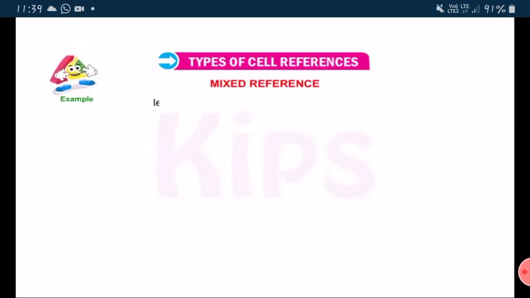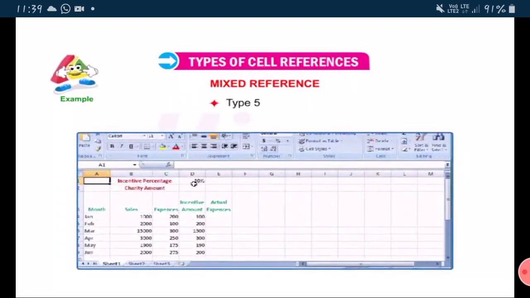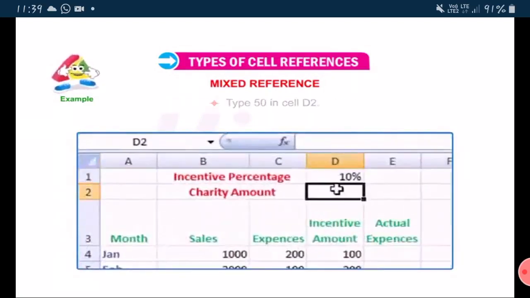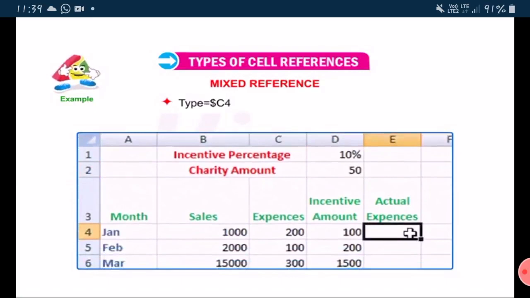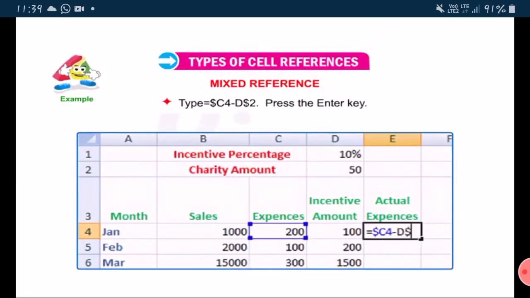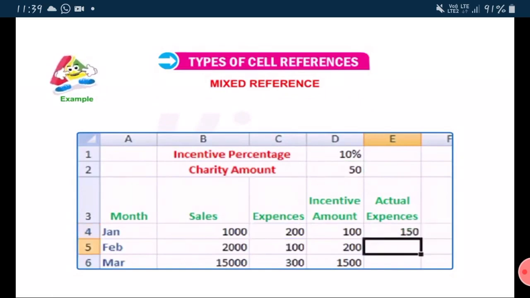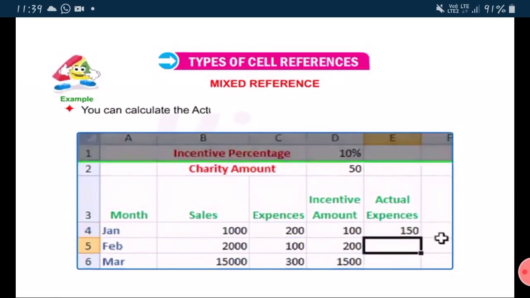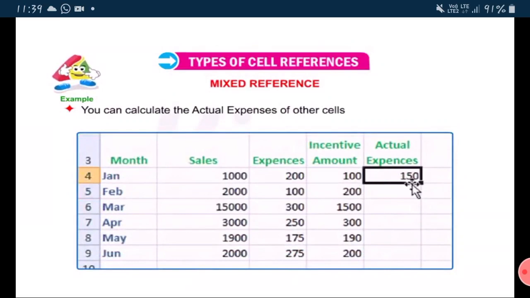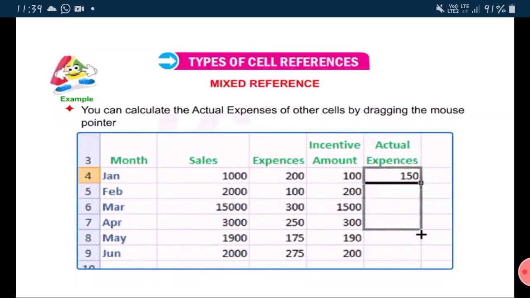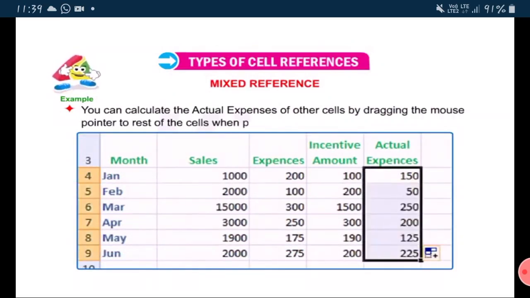For example, let us calculate the actual monthly expenses. Type 50 in cell D2. Click on cell E4. Type $C4 minus $D$2. Press the Enter key. You can calculate the actual expenses of other cells by dragging the mouse pointer to the rest of the cells when the pointer changes to a copy pointer symbol.